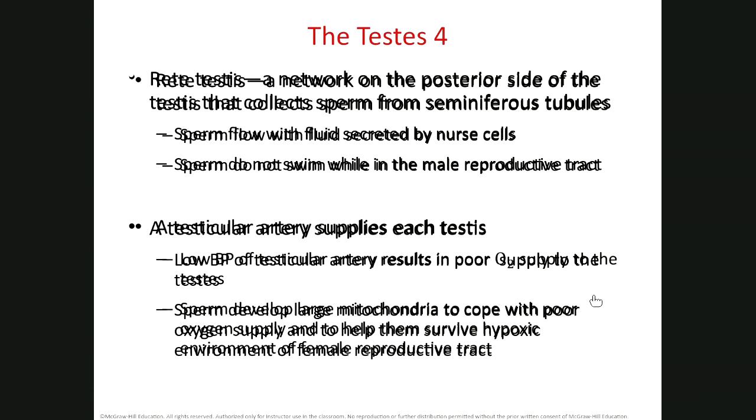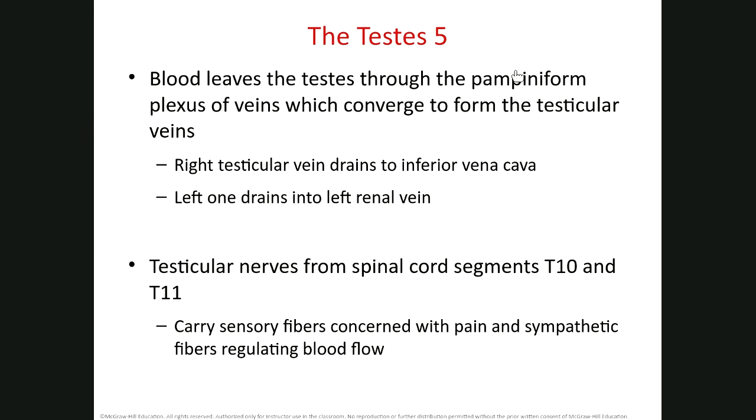Blood leaves the testis through the pampiniform plexus of veins and forms the testicular veins. Right drains into the IVC, inferior vena cava, while the left drains into the left renal. Nerve supply comes from your segments of T10 and T11, carrying pain and sympathetic fibers.